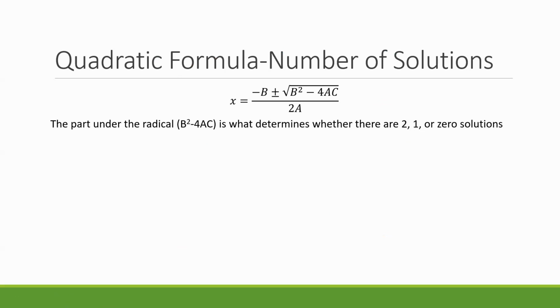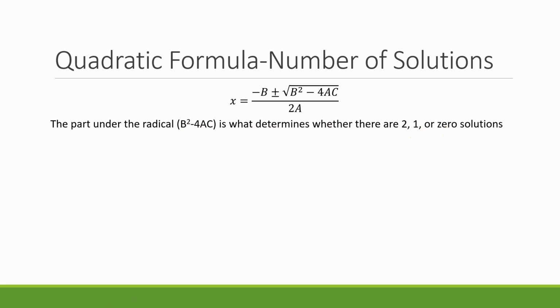Alright, so now let's talk about what I was just hinting at. The part under the square root, the b squared minus 4ac. That is all I care about if they ask me, how many solutions are there? How many times does it cross the x-axis? Or how many x-intercepts are there? Anything along those lines. That's the only part that matters to tell me if I'm going to have 2 solutions, 1 solution, or no solutions.